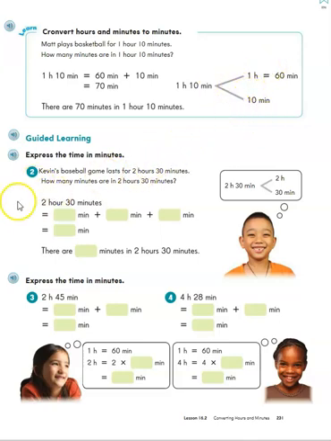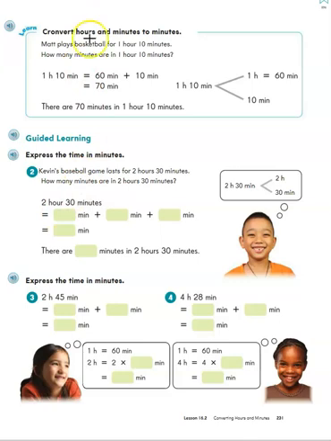All right, so number 2 says Kevin's baseball game lasts for 2 hours, 30 minutes. How many minutes are in 2 hours, 30 minutes? So we're just going to separate it out. Our friend is reminding us that we're just separating it into 2 hours and then 30 minutes. So we just need to separate it out here.